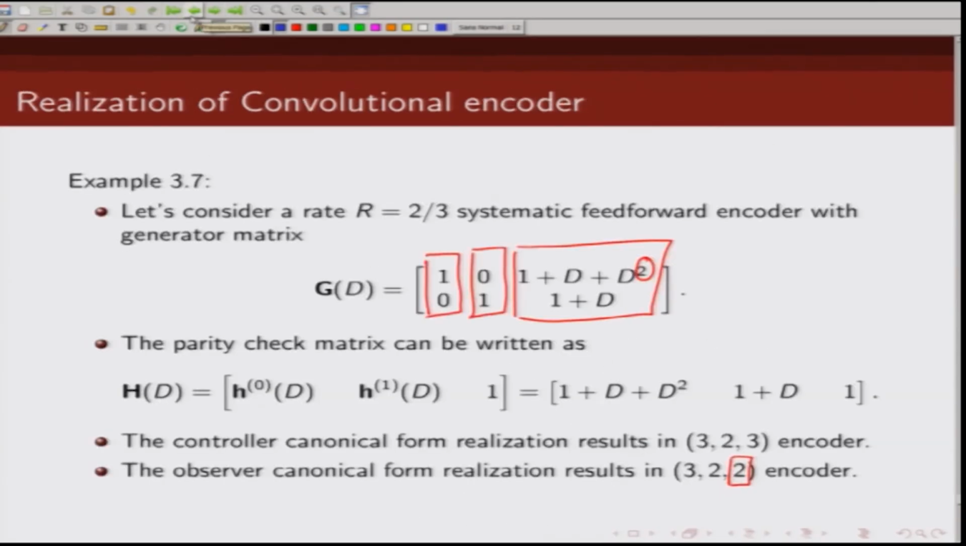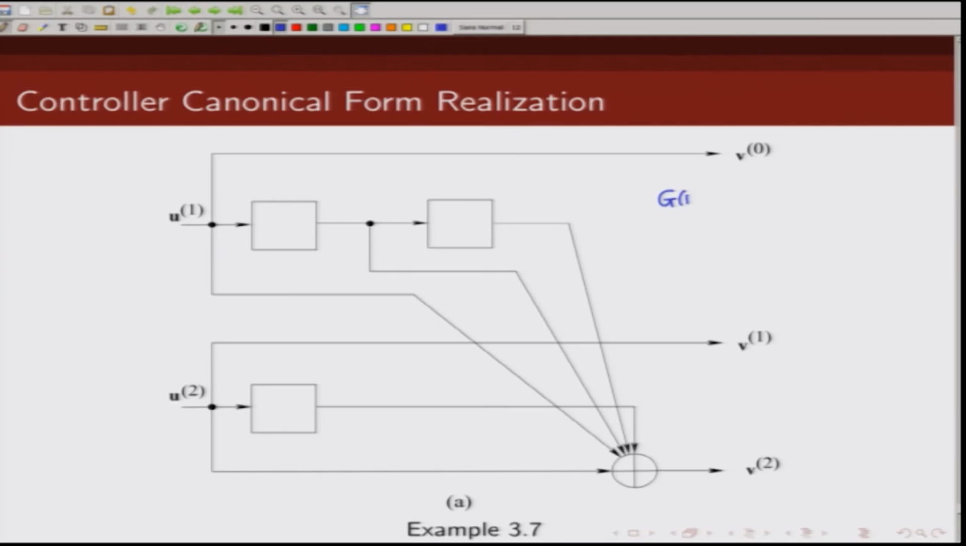So, let me just write down the generator matrix. So, my generator matrix G of D is 1 0 0 1, then what do we have? 1 plus D square, 1 plus D square, 1 plus D. So, one set of shift register for this. The maximum degree of this is 2. So, we use 2 memory elements, and for this, the maximum degree of D is 1. So, we use 1 memory element.